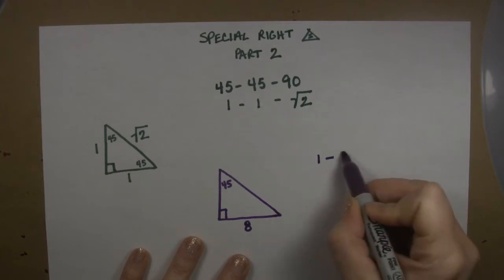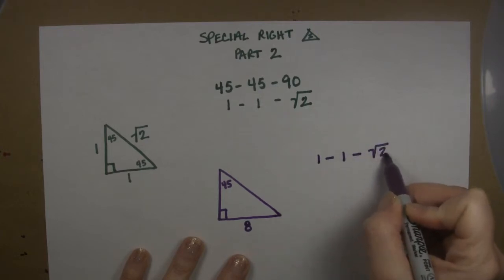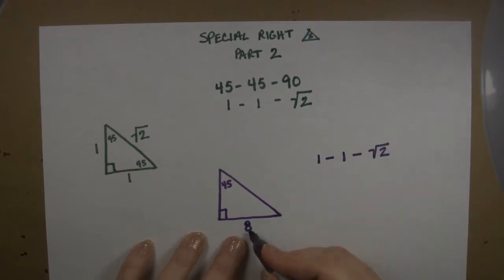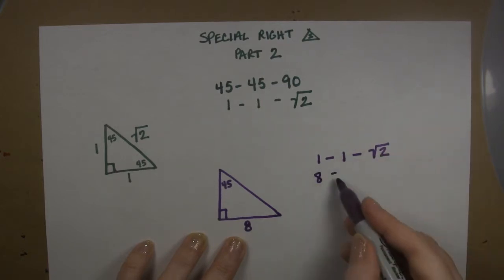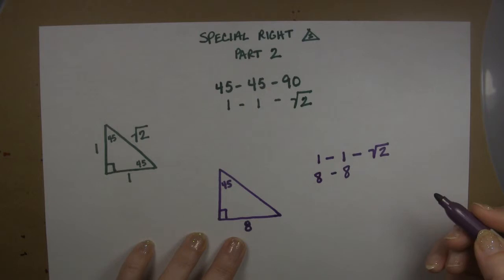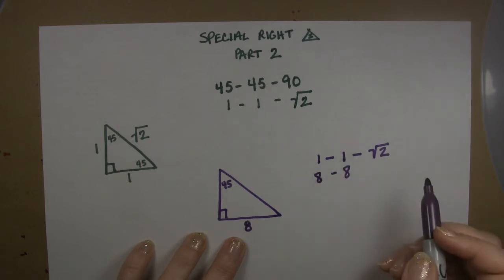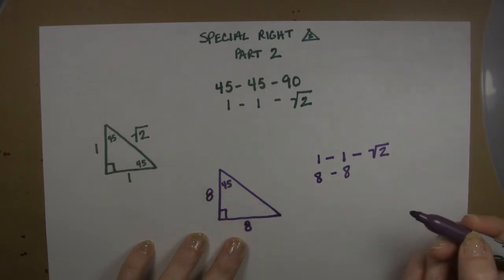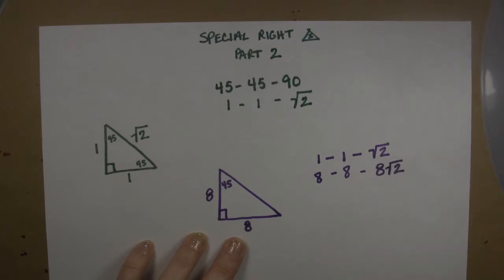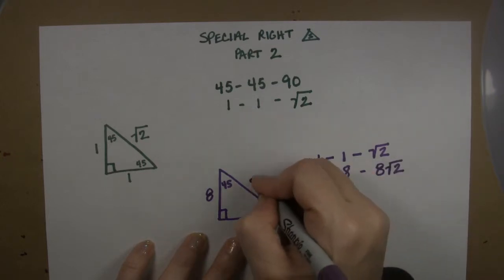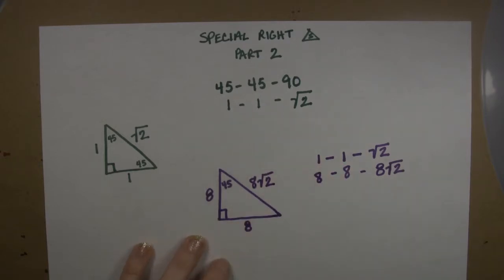Well, you know that it needs to be a 1 to 1 to radical 2, and you know that your one side is an 8. Your other side is going to be the exact same thing, an 8, because these have to match. So we get to put an 8 there, and then over here, we put an 8 again, we just plop a radical 2 on the end. So this is 8 radical 2. That's all there is to it.